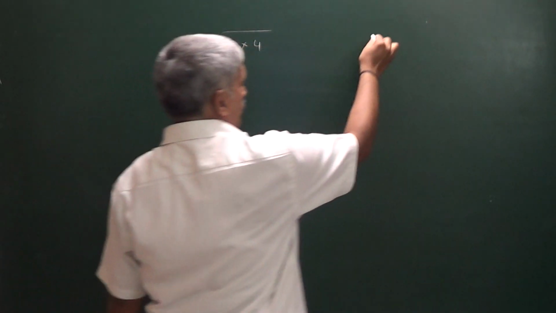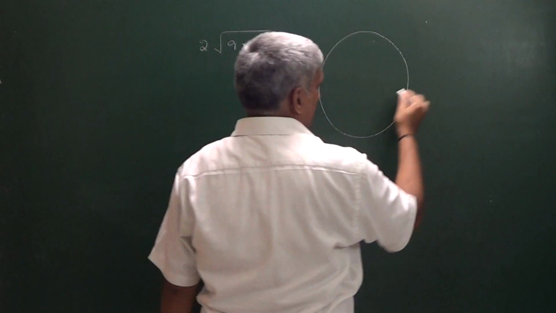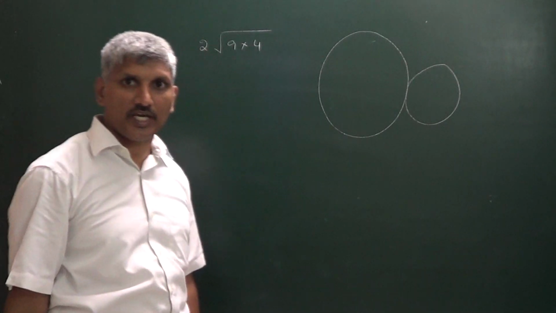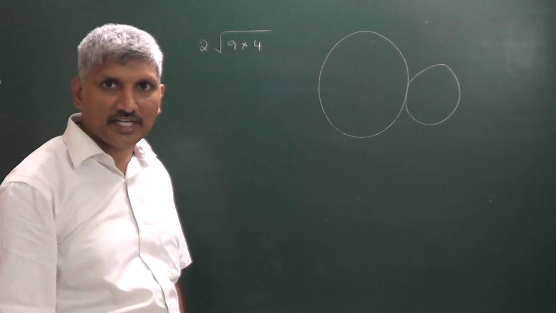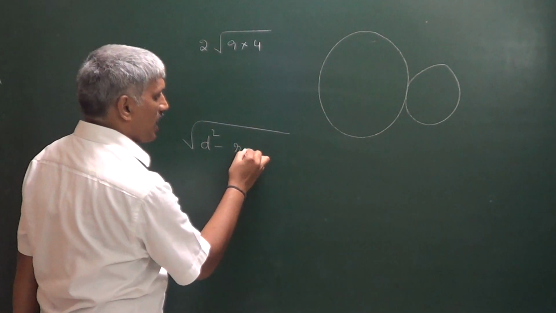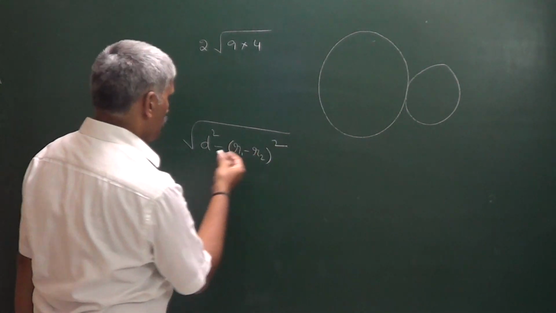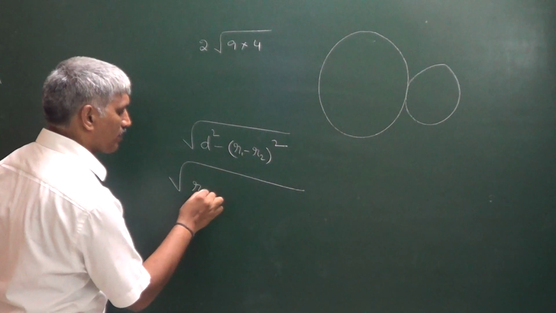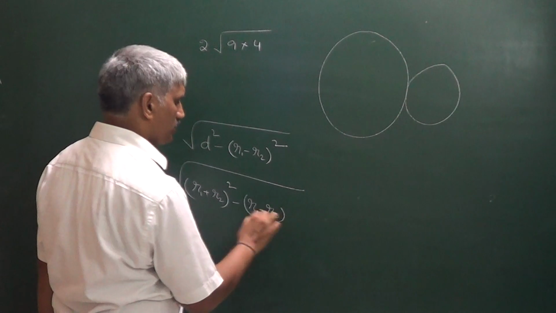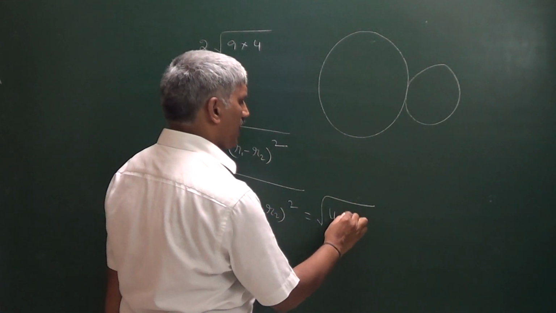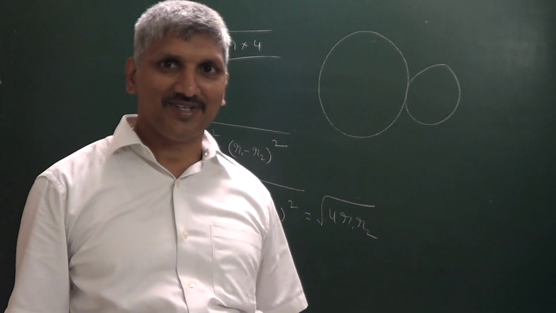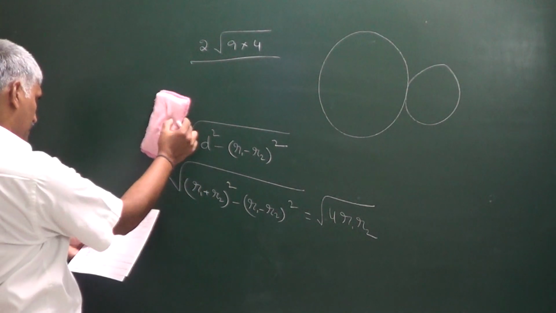That's all. One circle has radius 9, the other has radius 4. Both circles touch each other externally. That's why he is asking to find the length of the direct common tangent. As you know, the length of the direct common tangent is the square root of d squared minus (r1 minus r2) whole squared. Here d is nothing but r1 plus r2, so (r1 plus r2) squared minus (r1 minus r2) squared. This simplification we got earlier is 4 r1 r2, which gives 2 times the square root of r1 r2. That is the length of the direct common tangent.